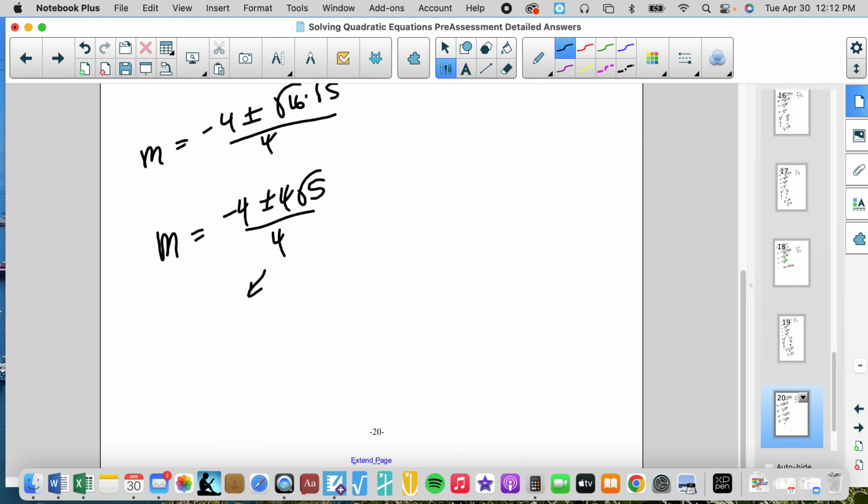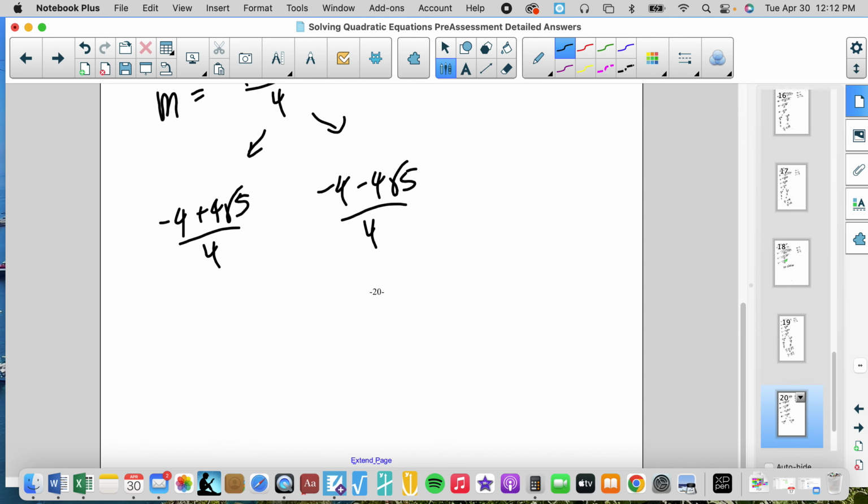And yeah, you can separate it. Negative 4 plus 4 rad 5 over 4, negative 4 minus 4 rad 5 over 4. You can't combine those numerators. Those are unlike terms. Negative 4 plus 4 rad 5 does not make just 0 rad 5. This has a radical, the other one doesn't, but you can reduce it.